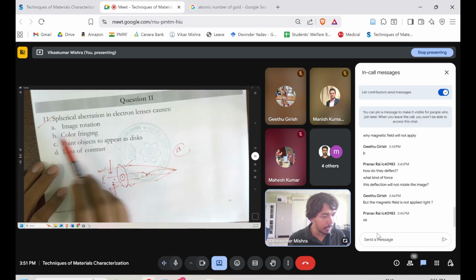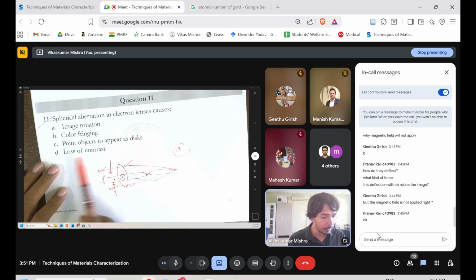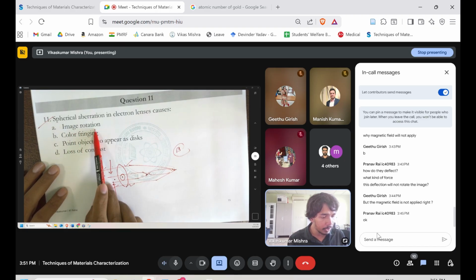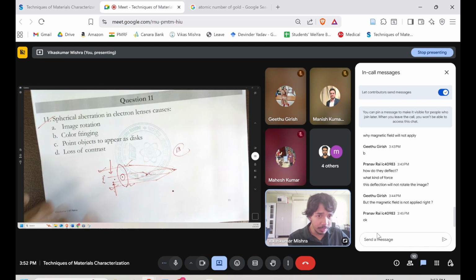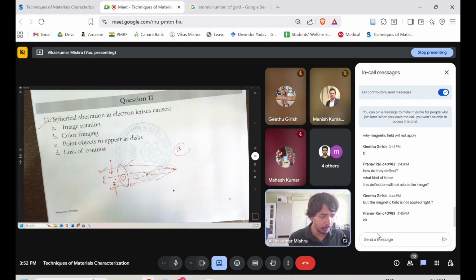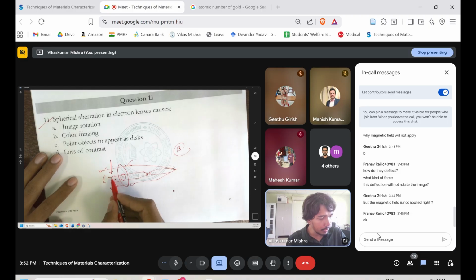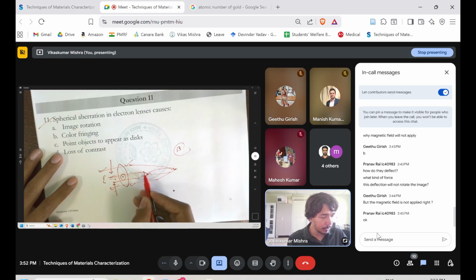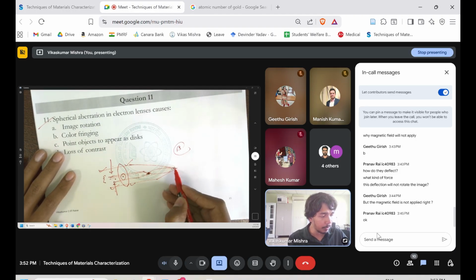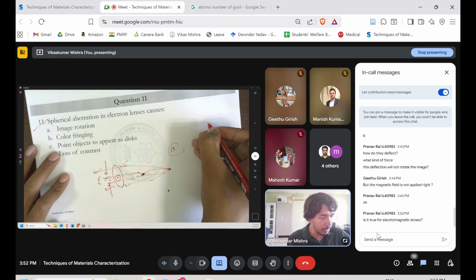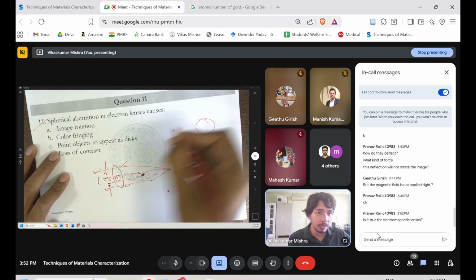Now, spherical aberration in an electron lens causes image rotation, color fringes, and makes a point object appear as a disk. Let's say we do not remove the spherical aberration and let it be like this. One path is telling us, focus on the same point, and it gives this image. Another gives a different image. So on average, for a point, we will get a big disk.